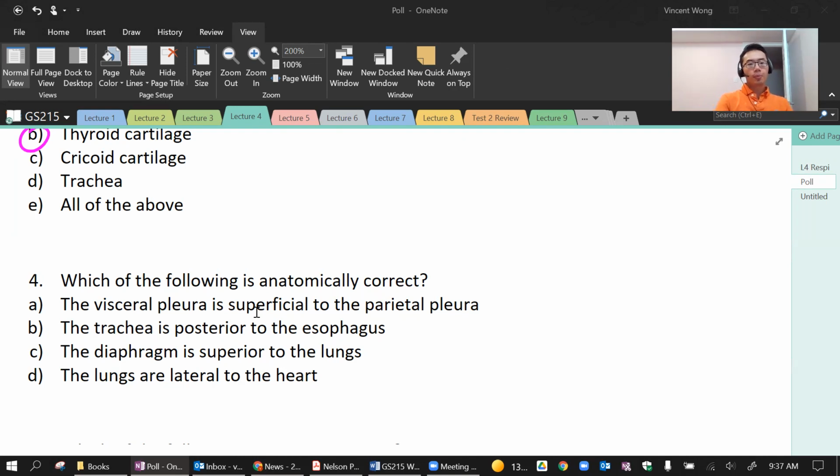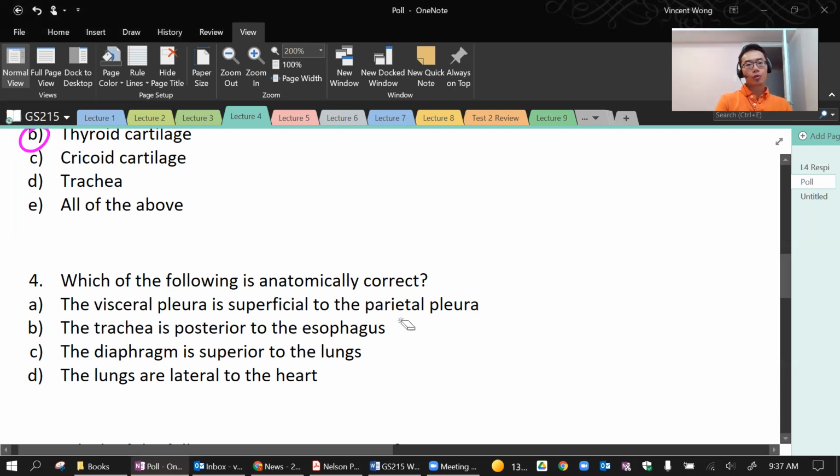Let's look at them. Visceral pleura is superficial to parietal pleura. That's not correct. It should be the other way around. Visceral is the one that is inside, so it is deep. The opposite of superficial is deep. It's deep to the parietal pleura.